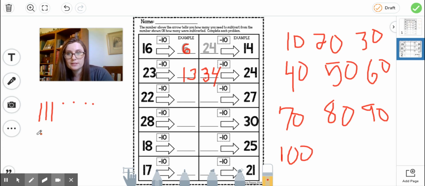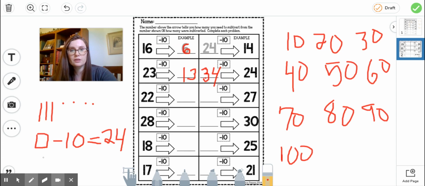So if I was to write this in an equation, it would look like this. Blank minus 10 is the same as 24. Do you remember when we saw problems like that? And then we knew, ooh, we should really be adding that 10 to 24 to see what that missing number is.